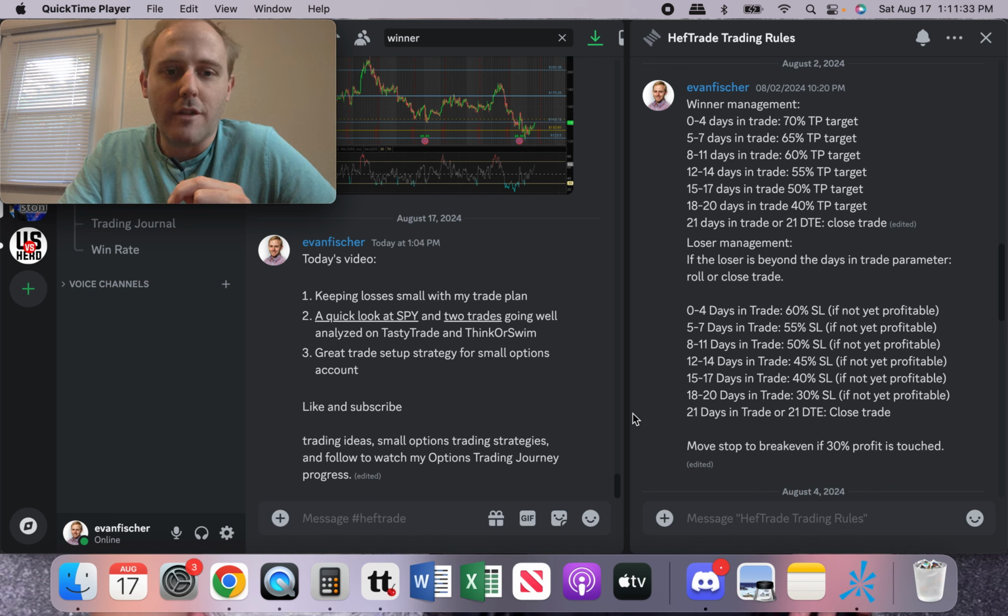So let's start off with keeping losses small. On the right side here you can see this is my trade plan that I keep on my Discord. I use the Discord primarily for myself. Maybe in the future I'll open it up to the public, but at the moment just for myself. I do have a winner management and a loser management plan. As you can see on the screen here, feel free to pause the video, take a look.